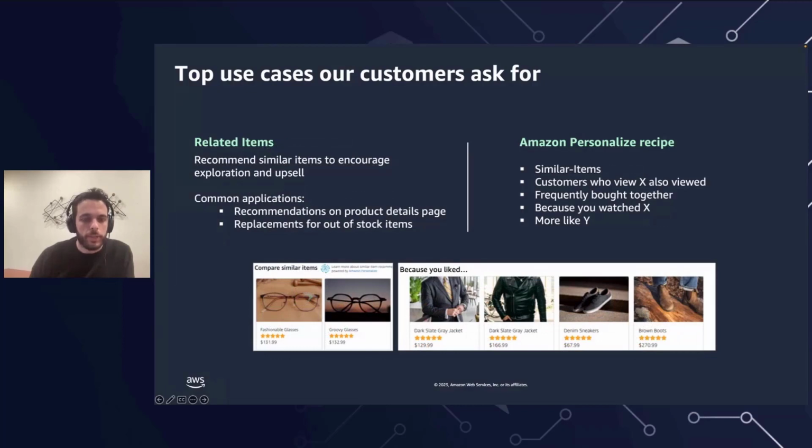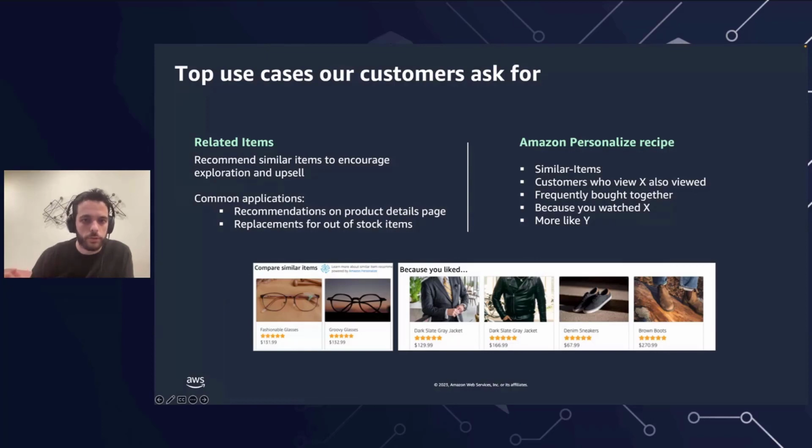Generating these types of applications with Amazon Personalize is easy. We have a handful of different options to generate this type of application. So first is our custom recipe known as similar items, but we also have some domain optimized recommenders as well.